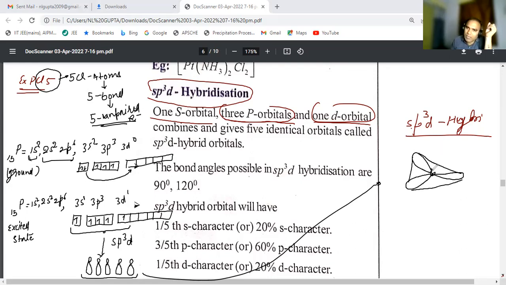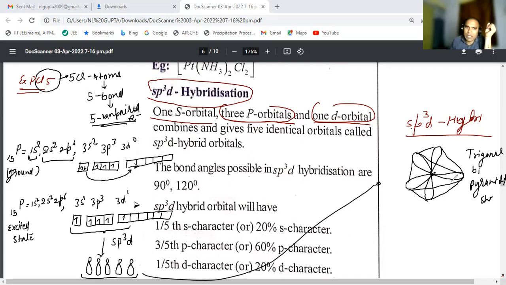And another orbital you will find is here, going on the top, and another is at the bottom. If you join them, that is one pyramid on the upper side and another pyramid on the bottom side. So what shape is it going to be? This is called trigonal bipyramidal shape. Trigonal here, bi for up and down, pyramidal shape, trigonal bipyramidal shape.